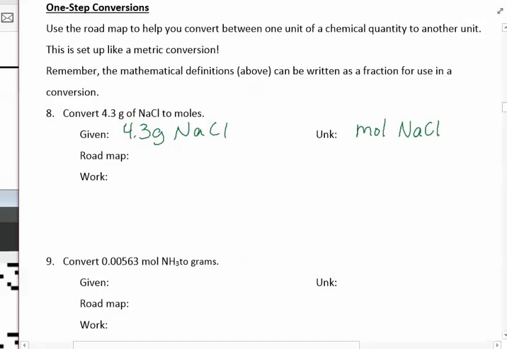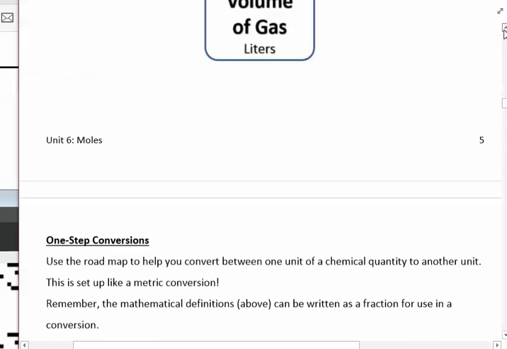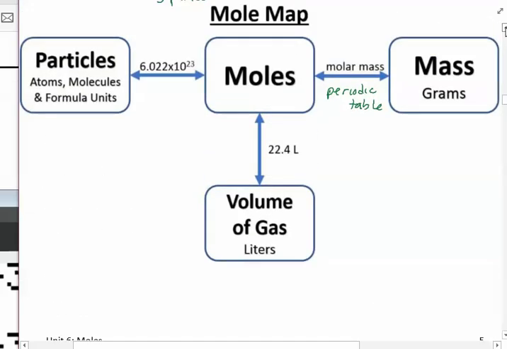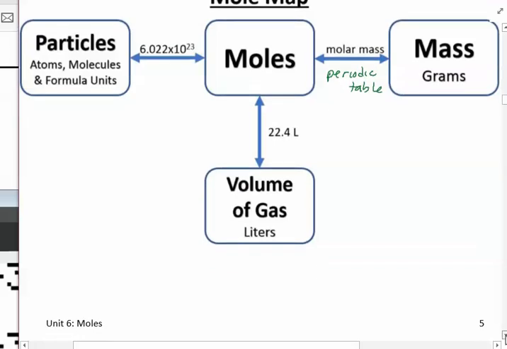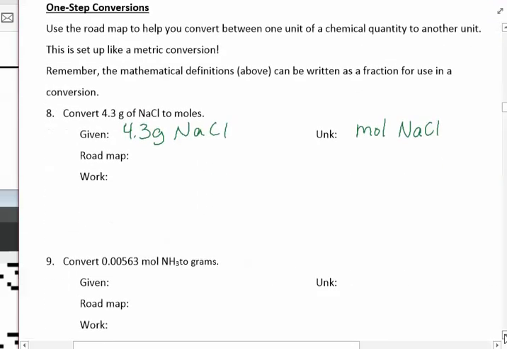Well, what we're going to do is take a look at our mole map. So we have the mass of sodium chloride here, and we want to get to moles. So we're going to use the molar mass on the periodic table to do that. So when we say this road map, that's what I'm referring to. Where on the mole map are you going? So we're going from grams of NaCl to moles of NaCl using MM on the PT, or molar mass on the periodic table.